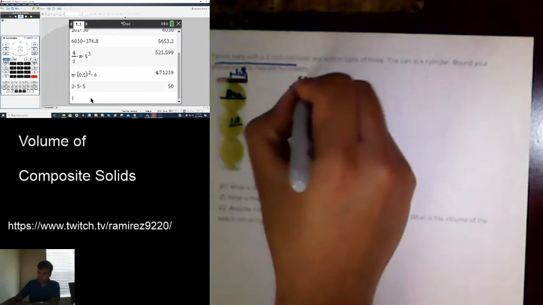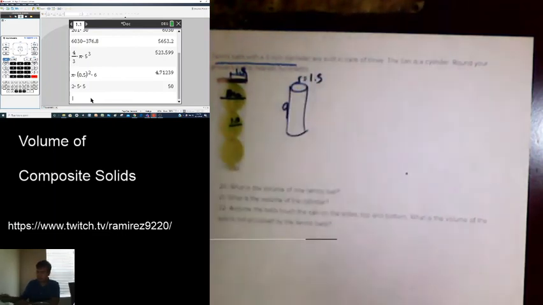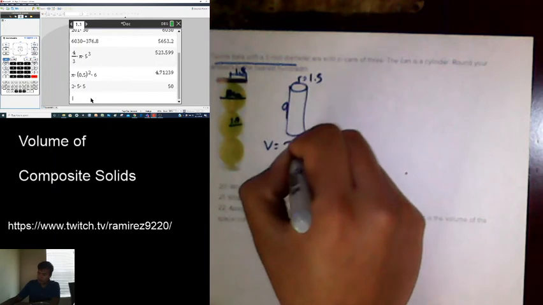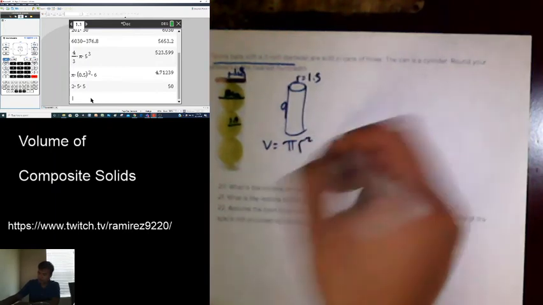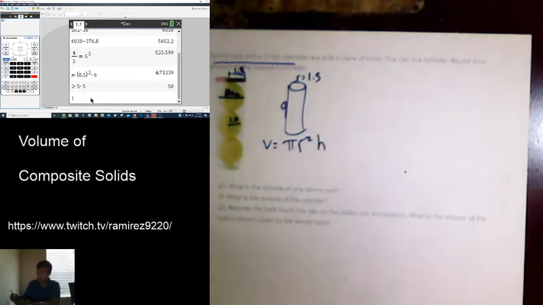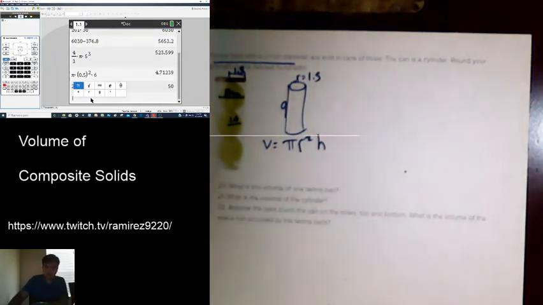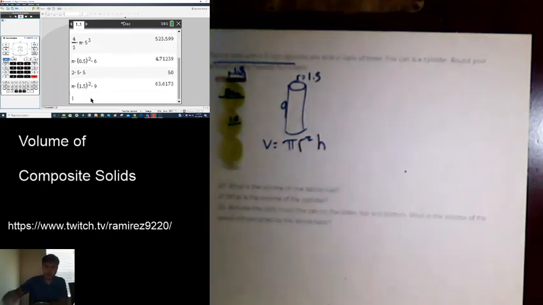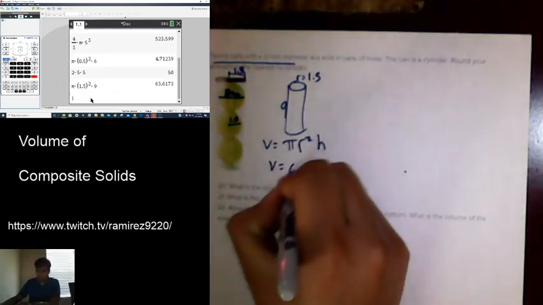So let's say I wanted to find the volume of my cylinder. So I find my volume of my cylinder. My radius is 1.5. My height is 9, right? And again, we already said that volume of a cylinder is basically pi r squared times the height. So I come here and I just calculate pi times that 1.5 squared times my height, which is 9. So the volume here is 63.6.